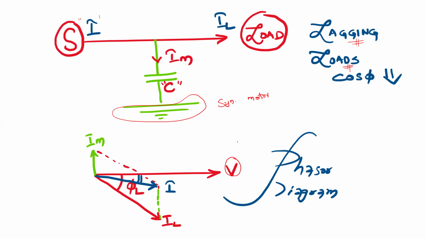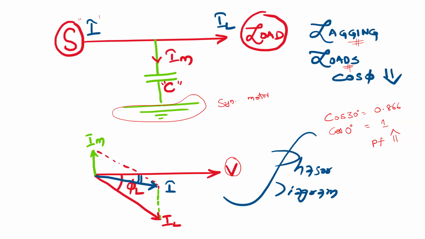It's a lagging load now. What's the current here? IL, having an angle of how much? Phi L. But my intention is to improve that power factor. Power factor improvement is nothing but, can you remember the value of cos 30? It's approximately 0.866. If I'd like to reduce this angle to 0, what's the value of cos 0? 1. Then the power factor will improve if the angle reduces. That's the only intention.